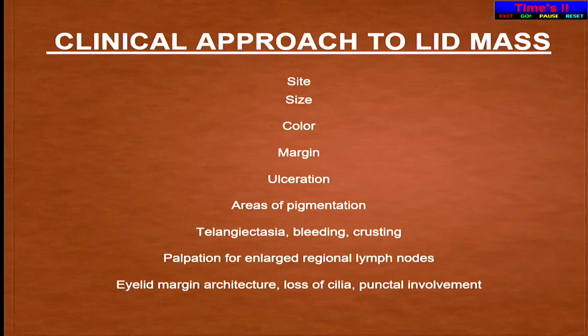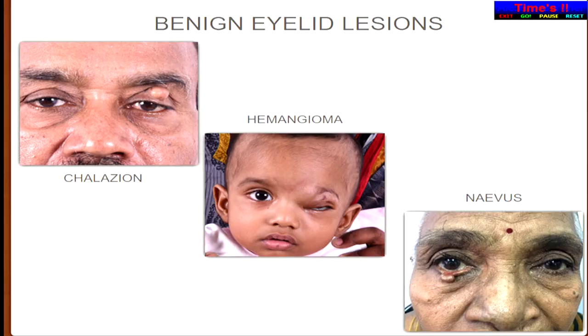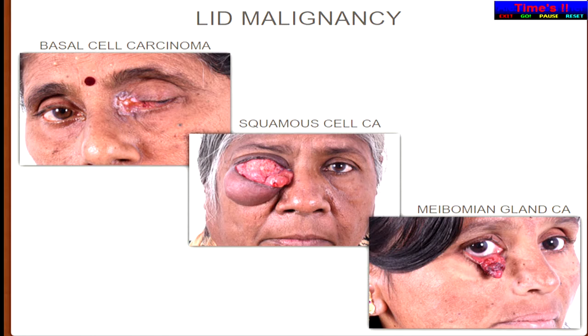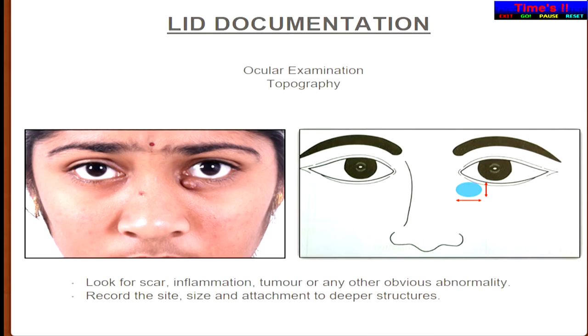And coming to lid mass, the site of the mass, the size, the color, the margin, any ulceration, area of pigmentation, bleeding, telangiectasia, palpation, and you have to also palpate the regional lymph nodes, and lid margin architecture for any loss of lashes or punctal involvement is very important. So some of the common benign lesions like chalazion, hemangioma and nevus. And some of the common malignant tumors are like basal cell carcinoma, squamous cell, and malignant melanoma. And the importance of documenting lid mass is mainly you want to rule out whether there's any invasion of deeper structures and to rule out malignancy.